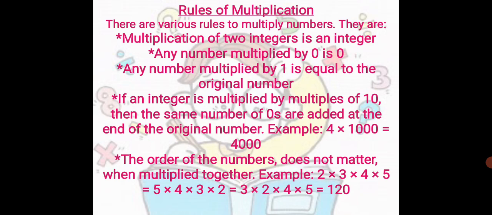Last rule: the order of the numbers does not matter. That also we have discussed on the last page. The order of the numbers does not matter when multiplied together. That means 2 into 3 into 4 into 5 is equal to 4 into 3 into 2 into 5, or 3 into 2 into 4 into 5. Anyway, if you multiply the numbers, you will get the result 120.